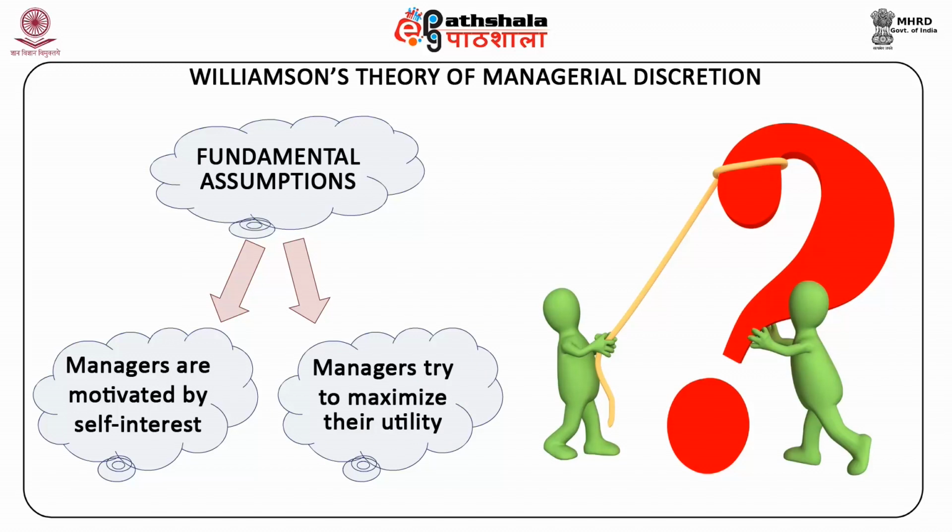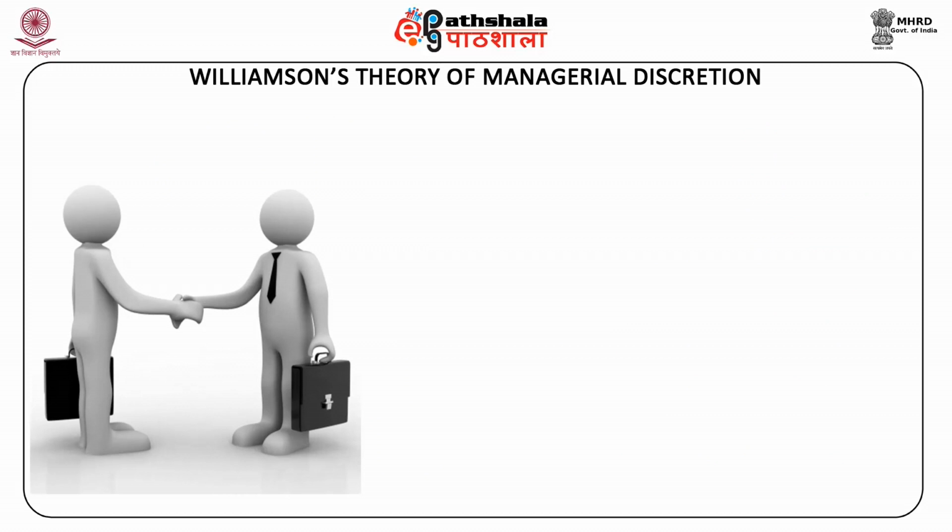The first assumption is valid only in the case of large corporations, where the managers are motivated by their self-interest and try to maximize their own utility, because in large corporations, ownership and control are separated from each other. The manager rarely bothers about utility maximization of shareholders. Rather, he uses his discretion to implement policies which will favor him in maximizing his own utility.